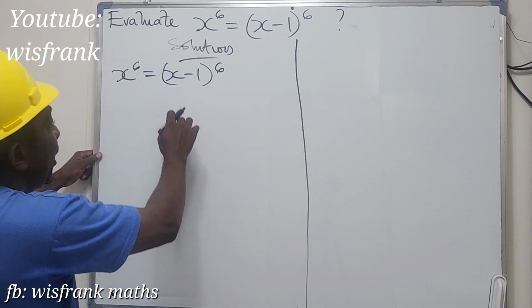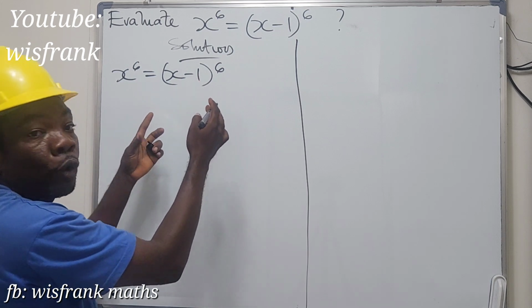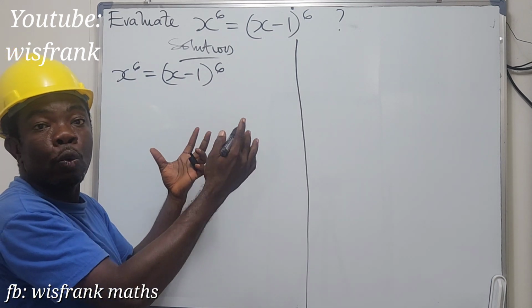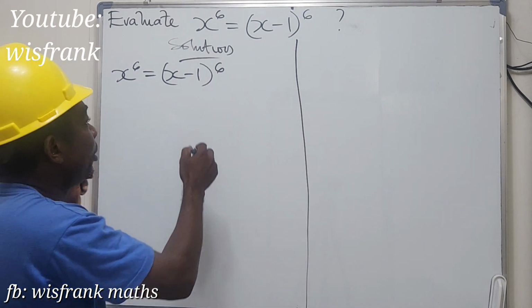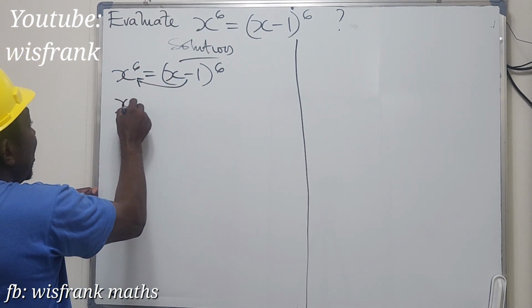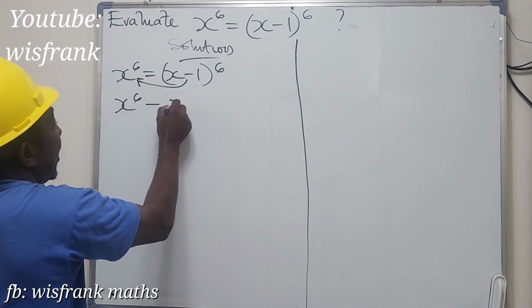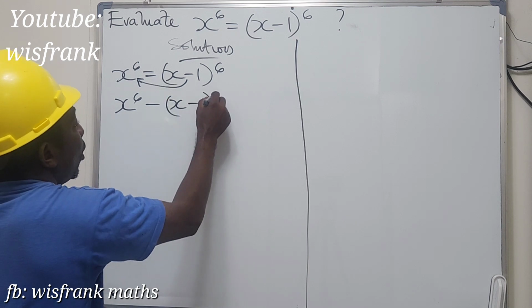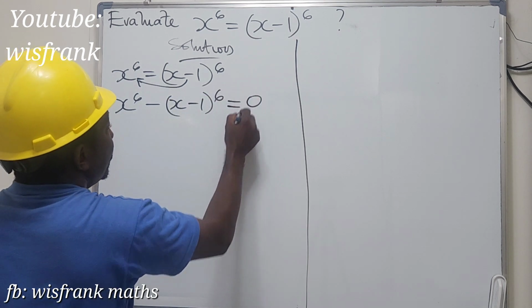In this case, we will move one side of the equation to the other side. That means this side can be transposed into this side. It therefore means that we have x to the power of 6 minus x minus 1 all to the power of 6 equals 0.